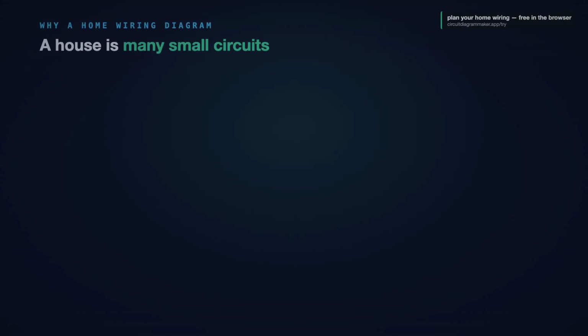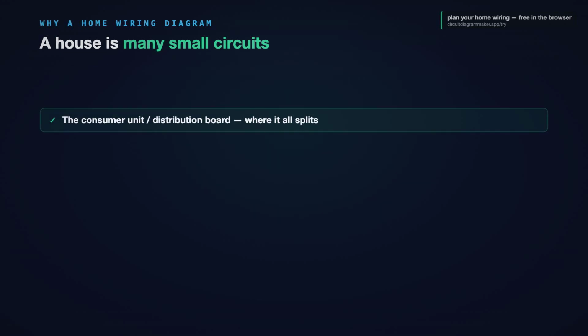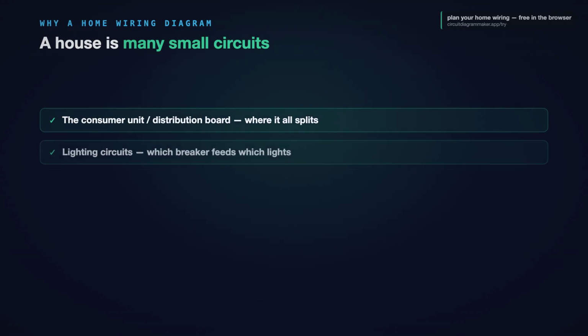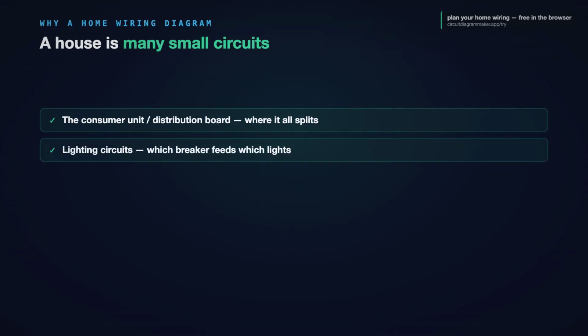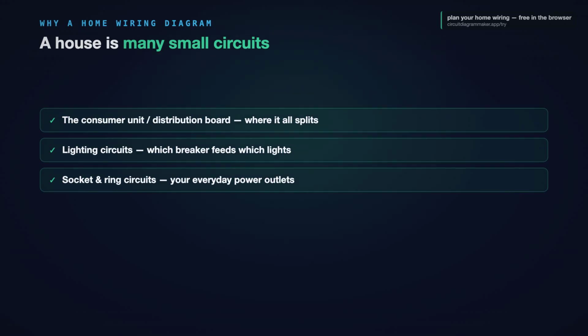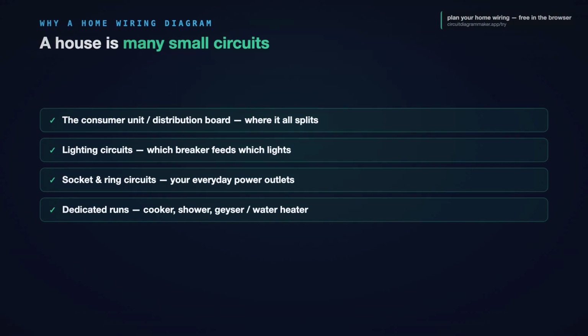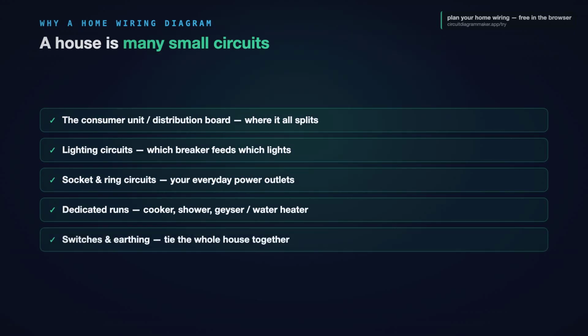First, why a wiring diagram app for the house at all? Home wiring is not one big circuit. It is many small ones, and a diagram is how you keep them straight. Where the consumer unit sits, which breaker feeds the lights, which one feeds the sockets, where the cooker, the shower, and the water heater get their own dedicated runs. Draw it first, and you catch the mistakes on screen, not in the wall. You plan the cable routes, count your points, and hand a clear picture to whoever does the work. That is the whole job of a home electrical wiring diagram, a plan you can read before anything is live.